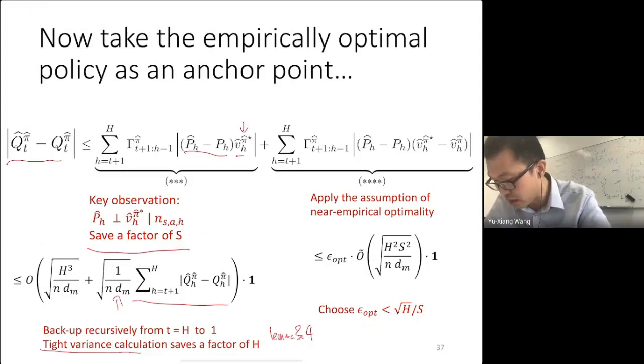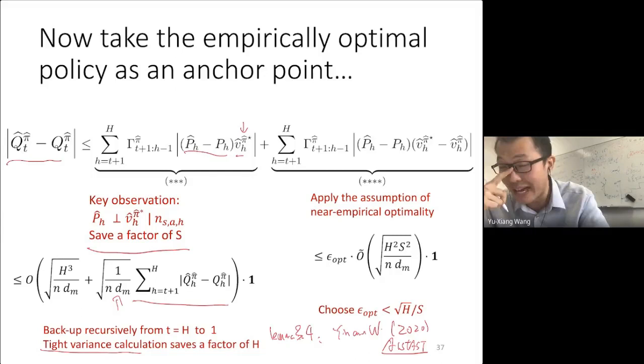lemma 3.4 from Yin and Wang, 2020 AI Stats. This is a paper where we deal with pointwise convergence, where we calculate the sum of potentially H squared terms and end up getting H square. So by applying a conditional version of that, you can save another factor of H.